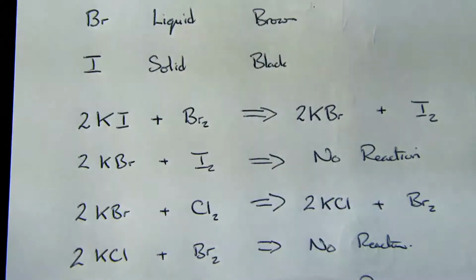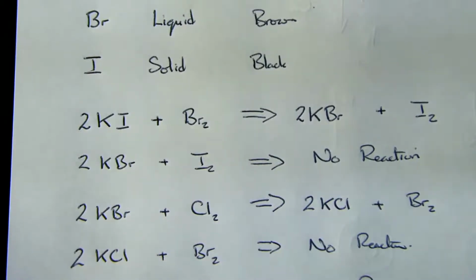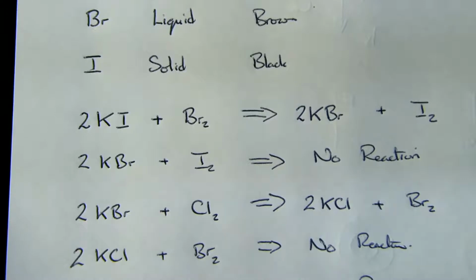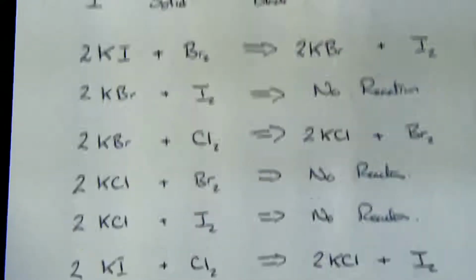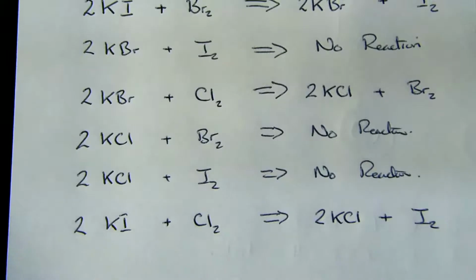We can do another one here. We can take potassium iodide and I can react that with chlorine, and this gives me potassium chloride plus iodine water, or iodine given off. There we are. That wasn't very good. I didn't show you what I was writing.